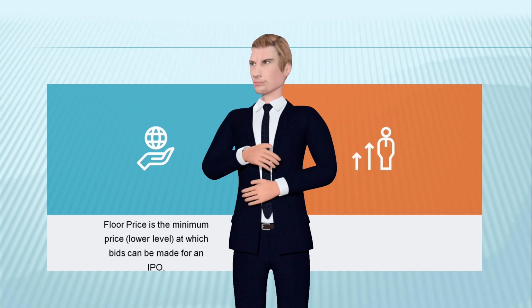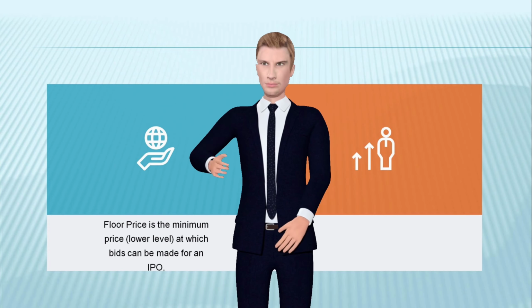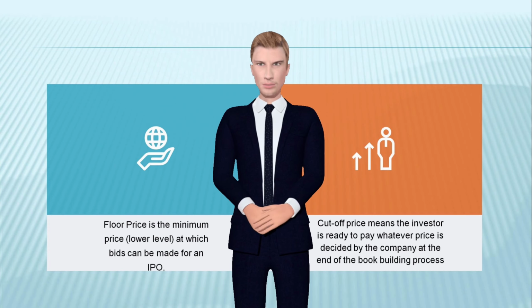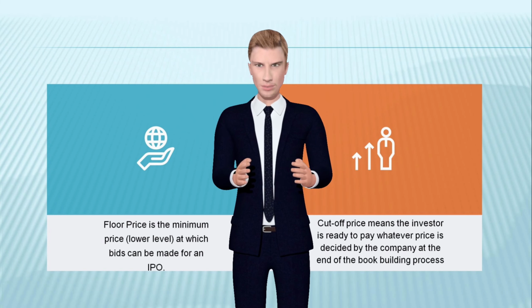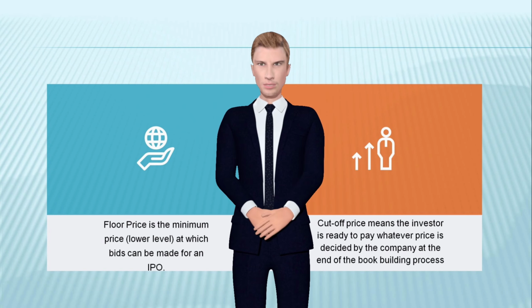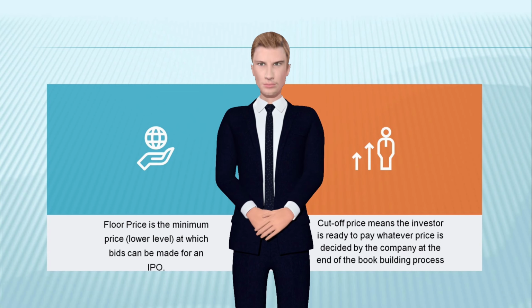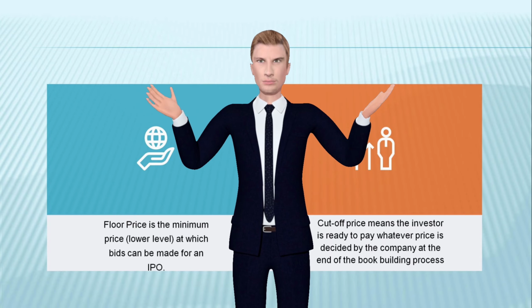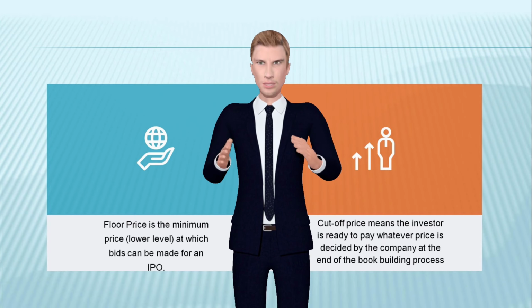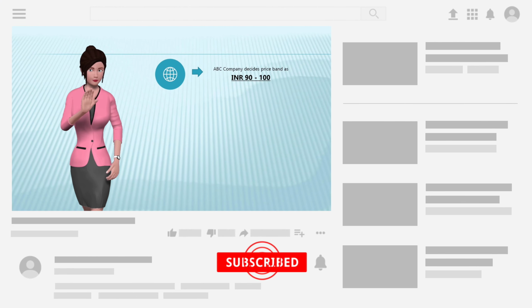In the book build process, retail investors have an additional option to choose the cutoff price for bidding. Cutoff price means the investor is ready to pay whatever price is decided by the company at the end of the book building process. A retail investor has to pay the highest price while placing the bid at cutoff price. If the company decides the final price lower than the highest price asked for the IPO, the remaining amount is returned to the investor. Let us understand this with one example.